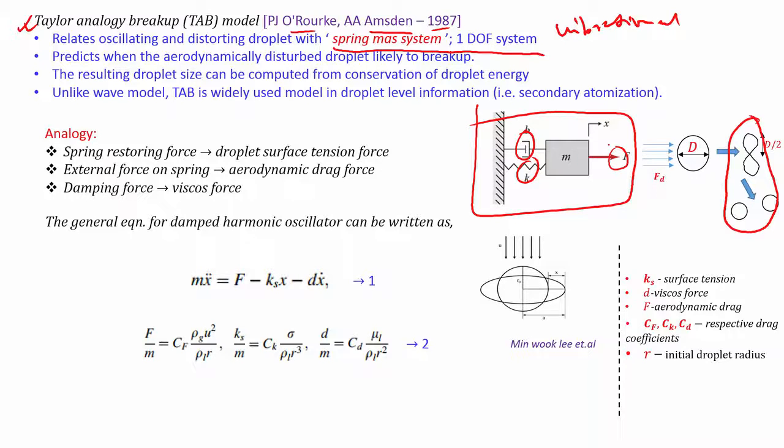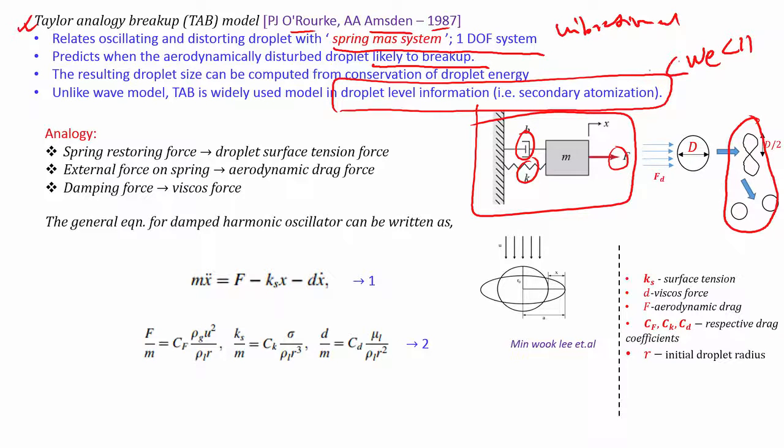The model predicts when the aerodynamically disturbed droplet is likely to undergo breakup. That is the whole objective, and it uses droplet level information. It is very useful in secondary atomization in the Weber number range that we mentioned, and in that particular range it is particularly useful. So what was the equation of O'Rourke and Amsden? They wrote the equation for a simple damped harmonic oscillator, that means a harmonic oscillator with damping.